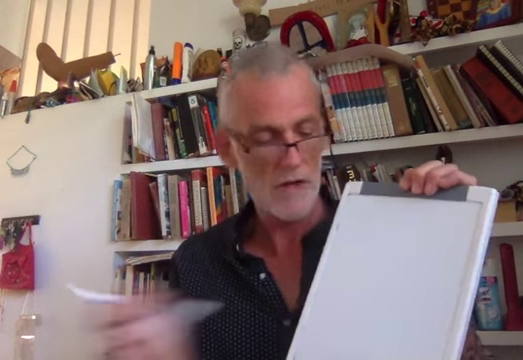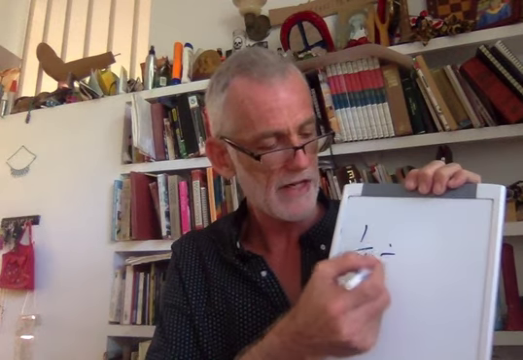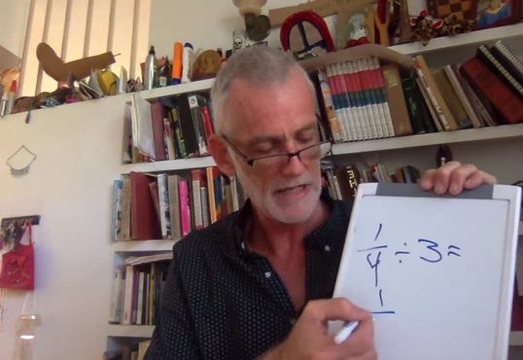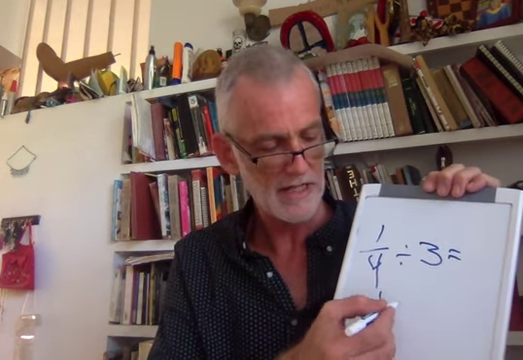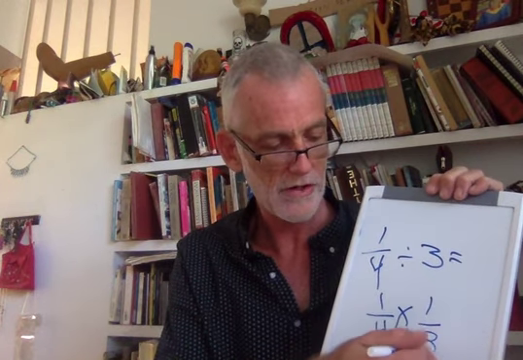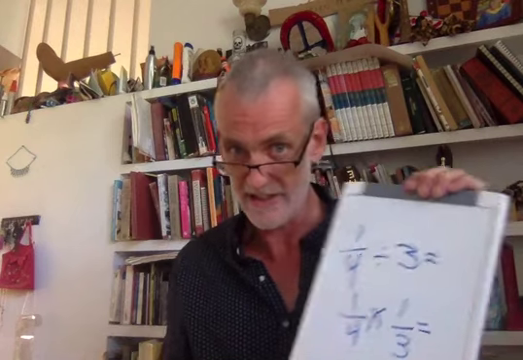Number 2, 1/4 divided by 3. Now remember, this one, I'm not going to do the answer for you. I'm going to remind you how to do it. 1/4 divided by 3 is the same as 1/4 times, flip it, 1/3. You all got that answer. I don't need to tell you the answer, right?